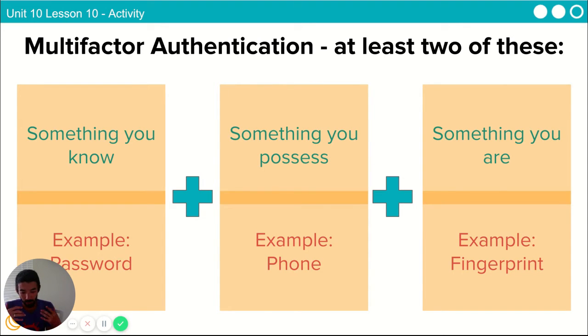And multi-factor authentication, as it says up there at the top, involves at least two of these three, right? And really all three would be preferable. So again, that would mean if you used all three, someone would need to know your password, have access to your phone, and your fingerprint or your eye scan, right? So that's a lot of protection for the data behind those three layers.